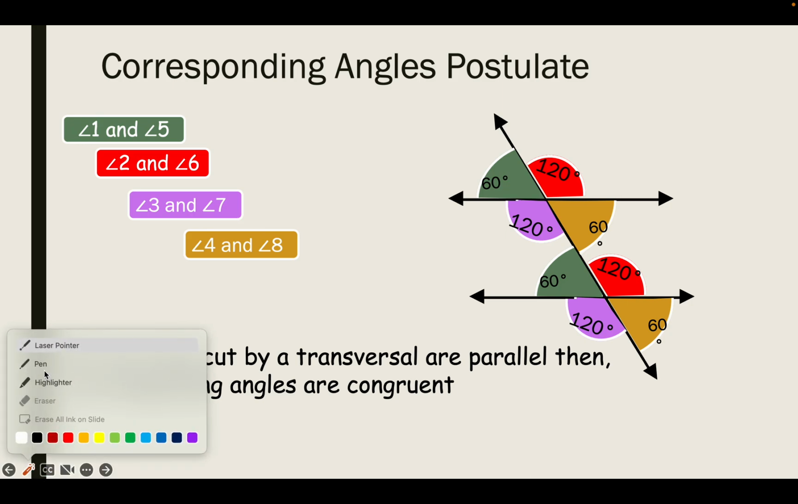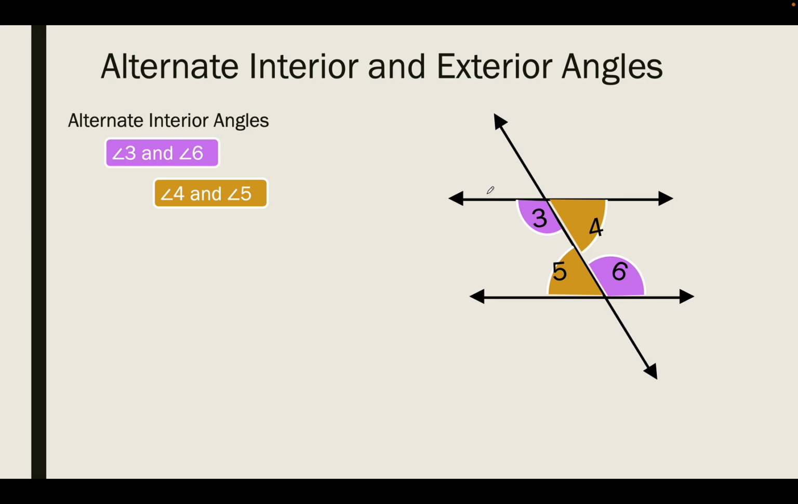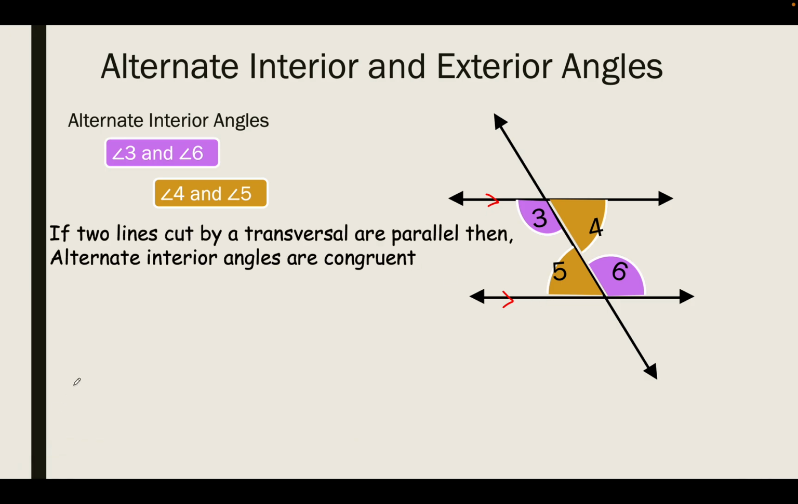And typically, you'll see parallel lines indicated by these red arrows. So again, I'll indicate that these 2 lines are parallel, cut by a transversal. And if that occurs, the alternate interior angles are congruent. So that means angle 3 and 6 are going to be equal. So if angle 3 is 120, angle 6 is 120. If angle 4 is 60, angle 5 is going to be 60.